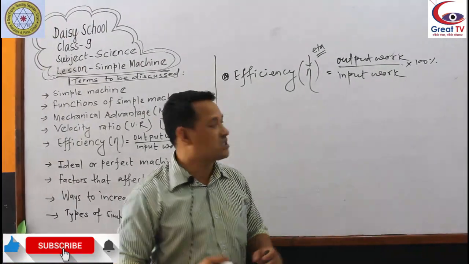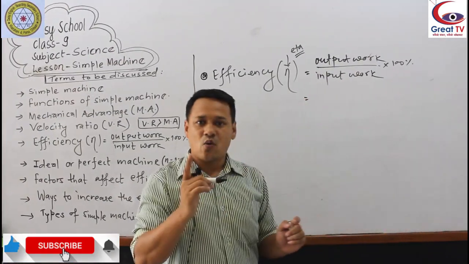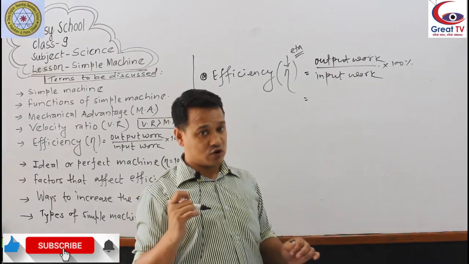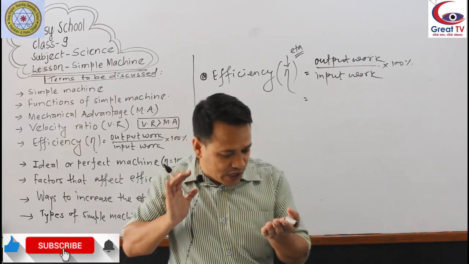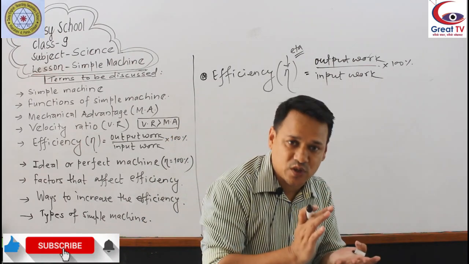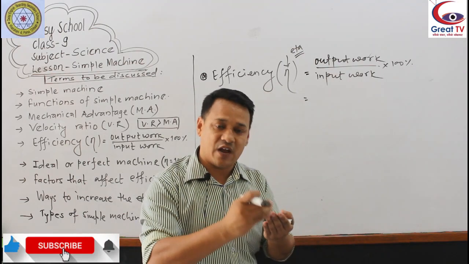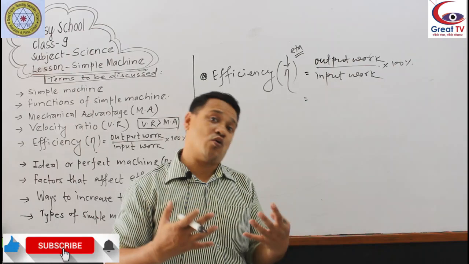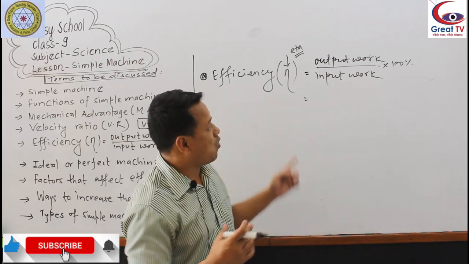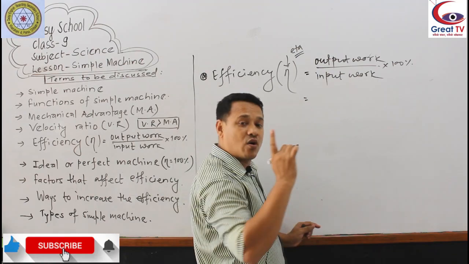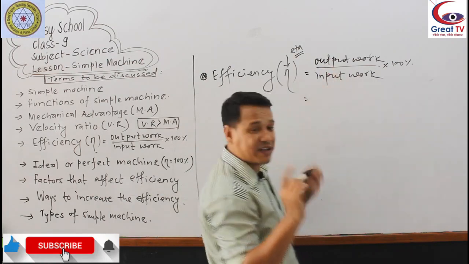Just now I discussed that output means work done by load. First of all, we apply the effort to the machine, so effort performs work first. Then after the application of effort, the machine starts to run or act over the load, so the load works at that time. That's why work done by the load is output work.